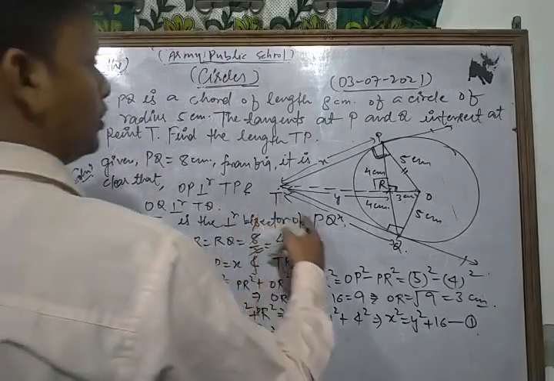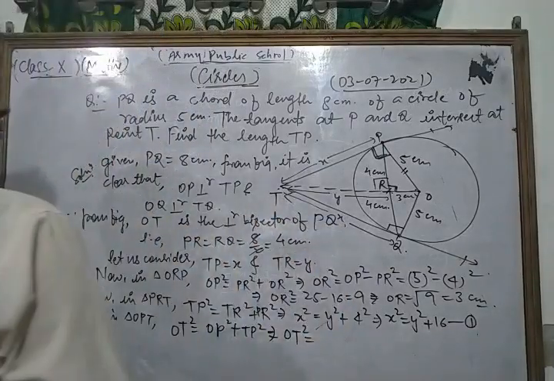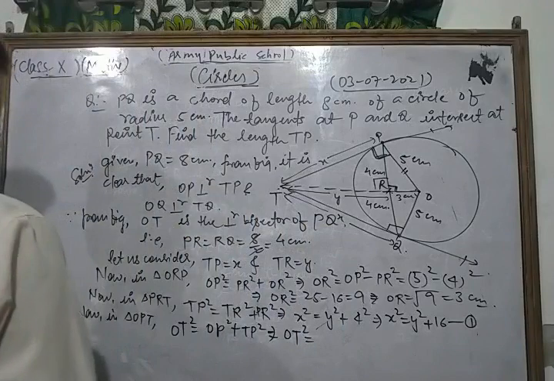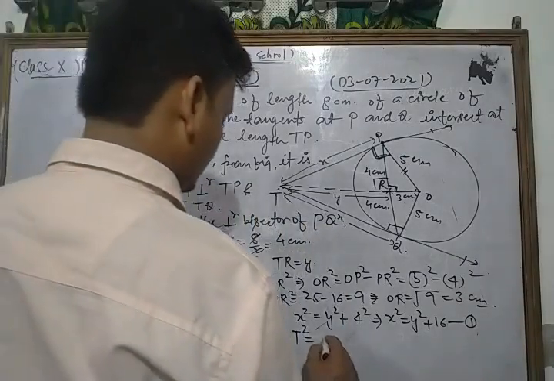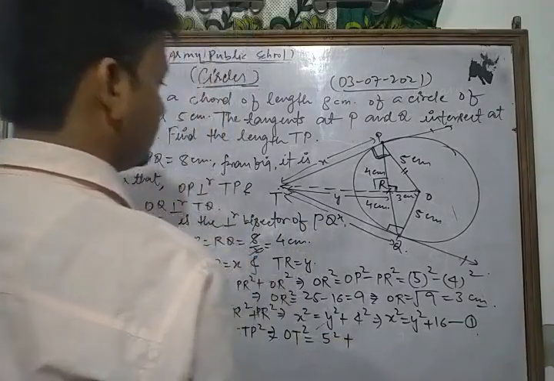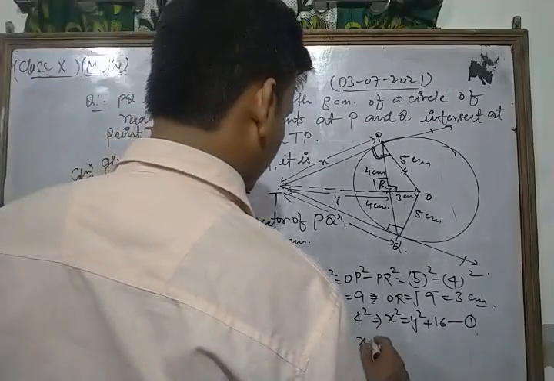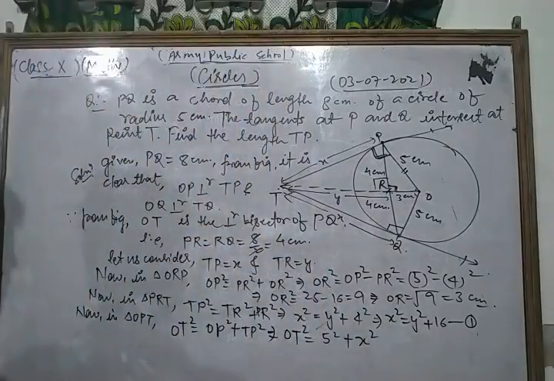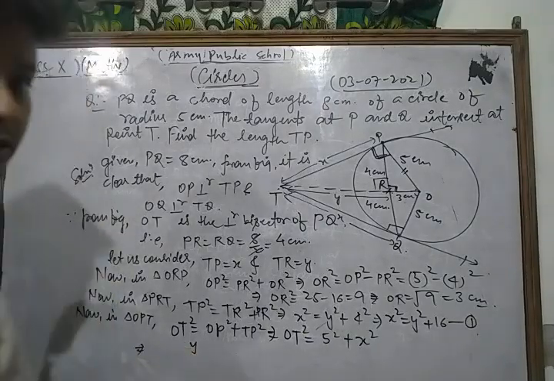OP is 5, so 5 square, plus TP is X square. And OT is Y plus 3. So from there we write Y plus 3 whole square.